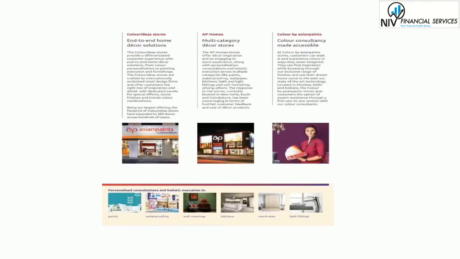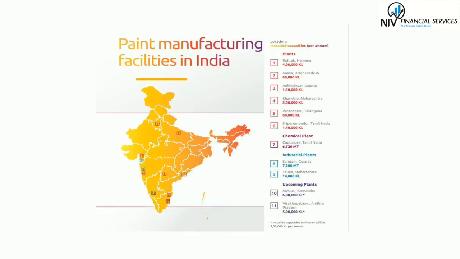These are some of the initiatives the company has undertaken: end-to-end home decor solutions, multi-category decor stores, color consultancy made accessible. In this way the company is promoting its brand. For paint manufacturing facilities in India, they have mentioned the locations where they have the manufacturing facilities.